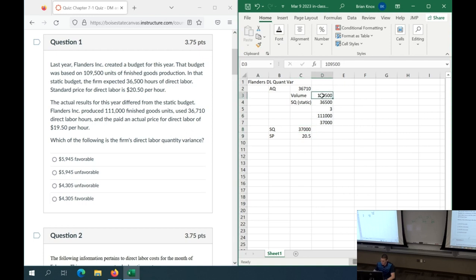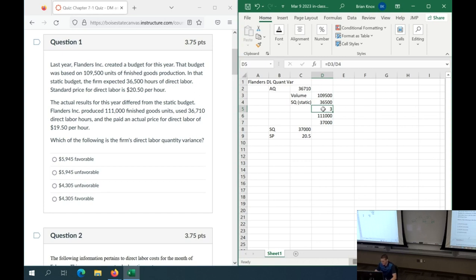Okay, so we had to figure out what the ratio was of finished goods units to direct labor units. That's that exchange rate. We're doing two different types of units. We've got to exchange from finished goods units, or volume as we call it, to the input units, in this case direct labor units. And we have this relationship in the budget because that was our standard.